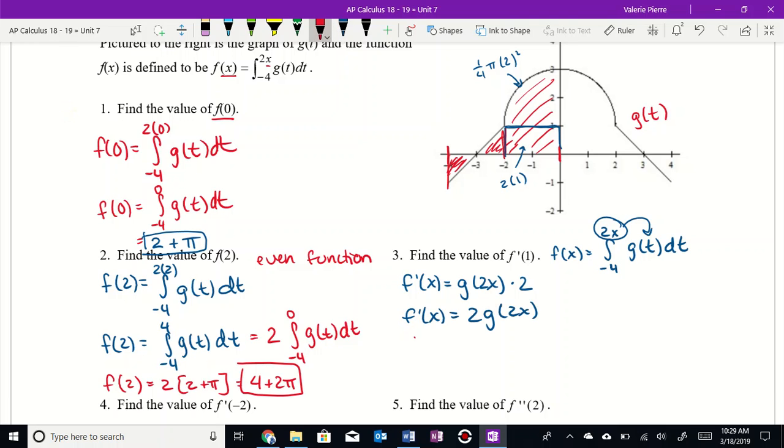So if we want f prime of 1, that'll be equal to 2g of 2 times 1, which is 2g of 2. So g of 2 we can find on our graph. Just find where the point 2 is, and (2, 1) is our point. So g of 2 is 1. So we have f prime of 1 equals 2 times 1, which is 2.